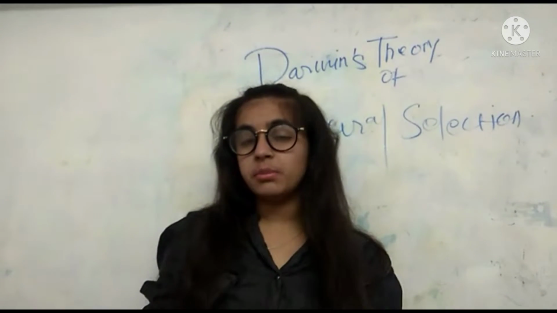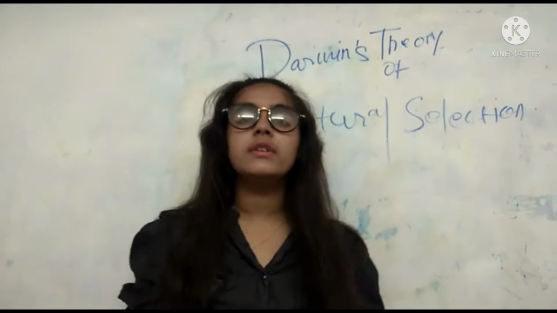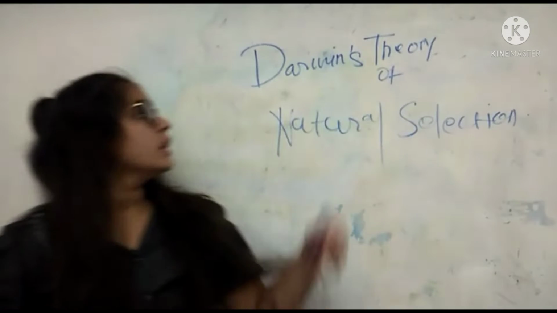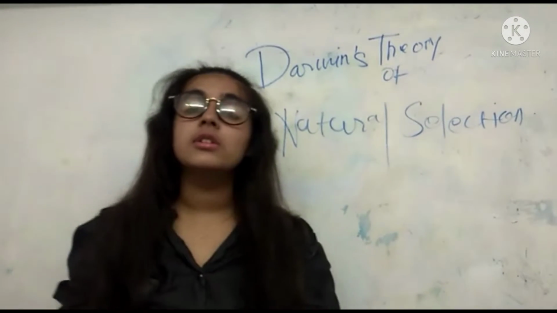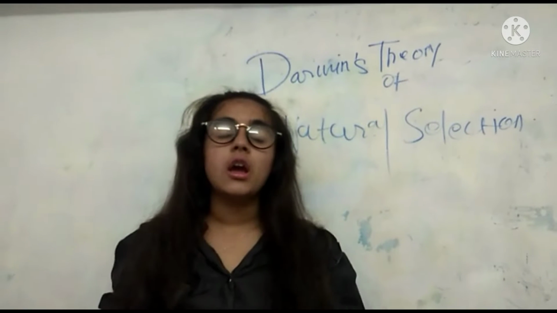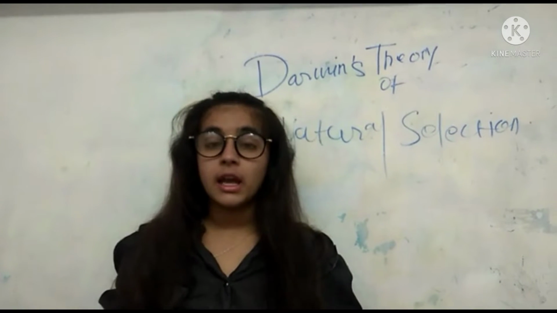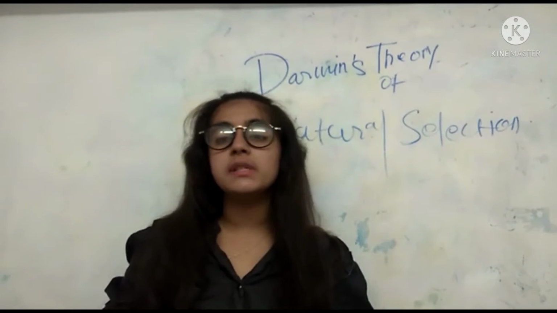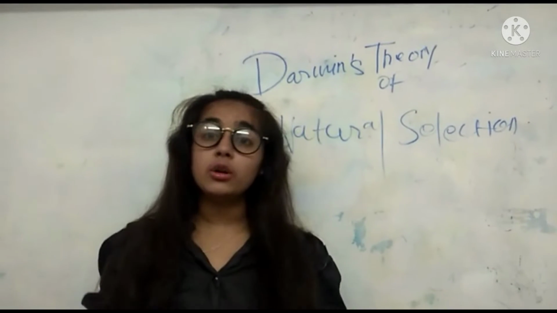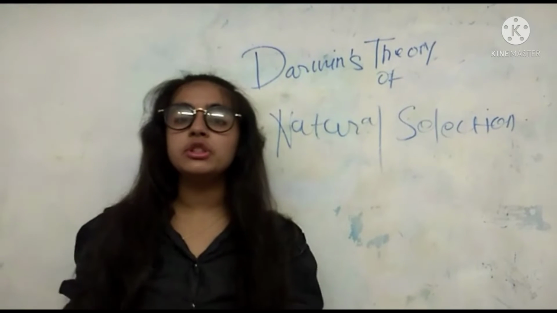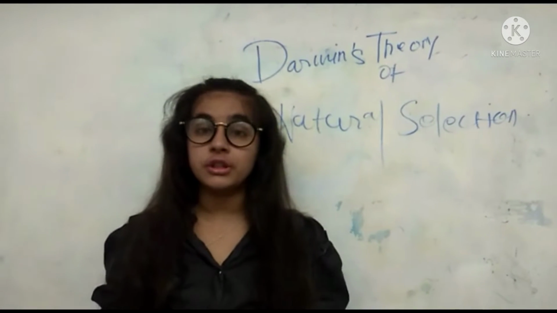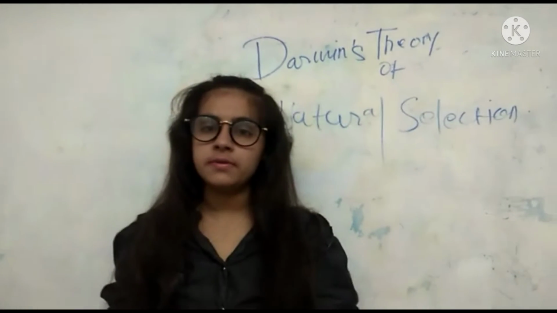Hello friends, this is Prabhpreet Kaur and today we are going to deal with the concept of Darwin's theory of natural selection. In this, Charles Darwin published this theory. Charles Darwin collected the specimens of plants and animals, observed the specimens and published the theory of natural selection, which preaches survival of the fittest.